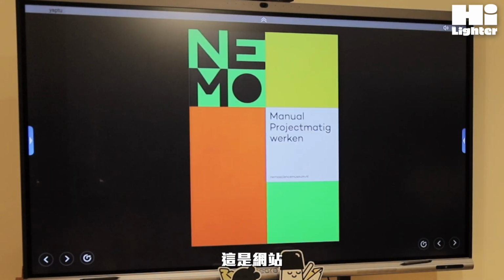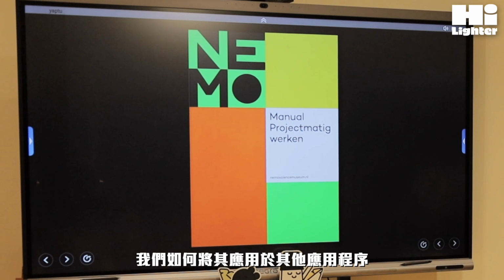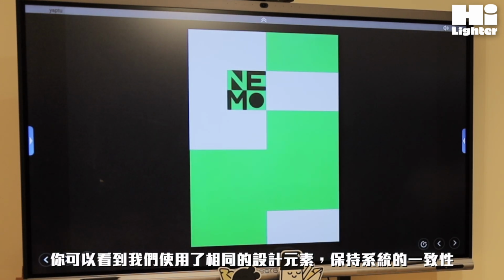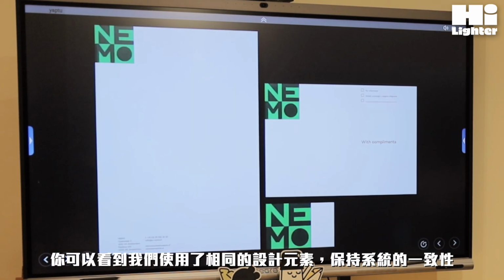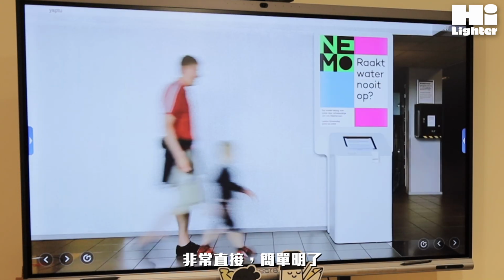For the website, and how we implement it in other applications, you can see that we use the same grid, and we keep the system there. Super direct and super straightforward.